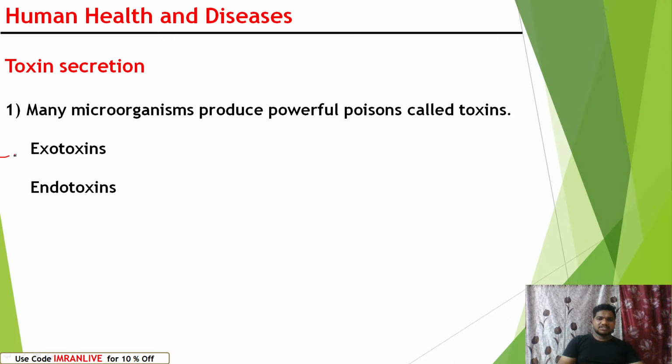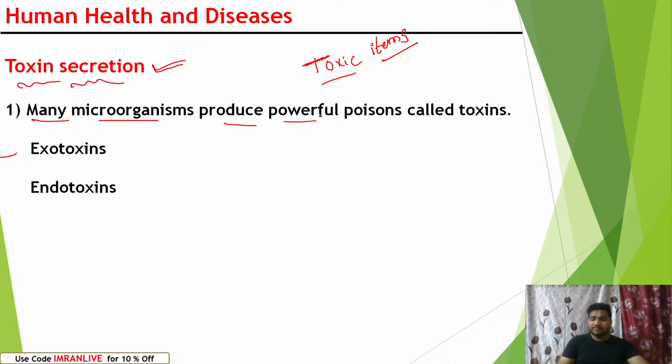Now let's understand toxin secretion. Some bacteria, some fungi, various viruses, including helminths, once they enter the human body, start secreting toxic items. Toxic means poisonous. These toxic items are very powerful and may kill human beings. Many microorganisms produce powerful poisons, which are called toxins. Powerful toxins may lead to the death of a human.